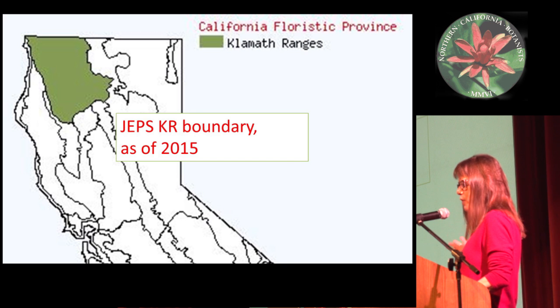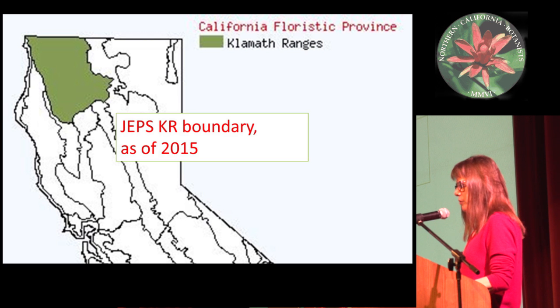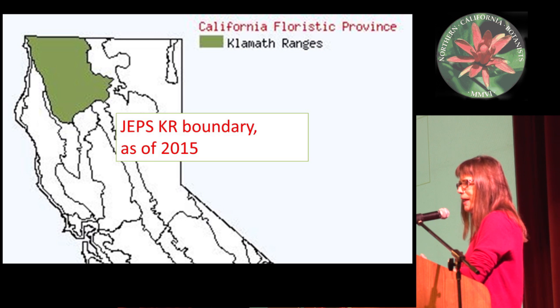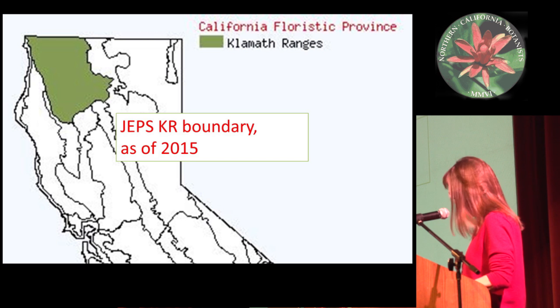Okay, so this represents the successful completion of 20 years of work, and you may not notice what that means, but the Klamath Range boundary changed from its earlier configuration in the frontispiece of the Jepson manual to this polygon shape. And many people are wildly ecstatic over this result. So just recognize that this is a really great thing, and a lot of people worked hard to make this happen.